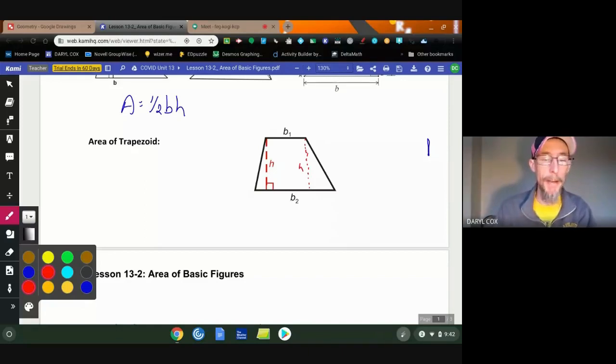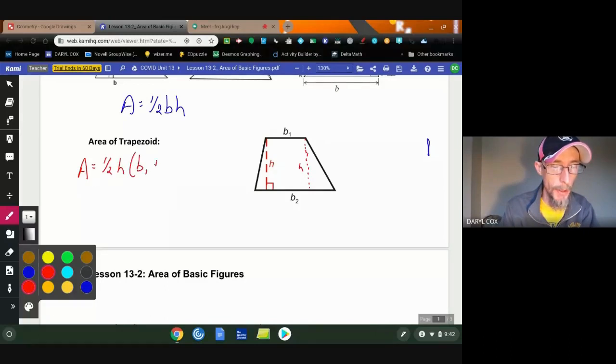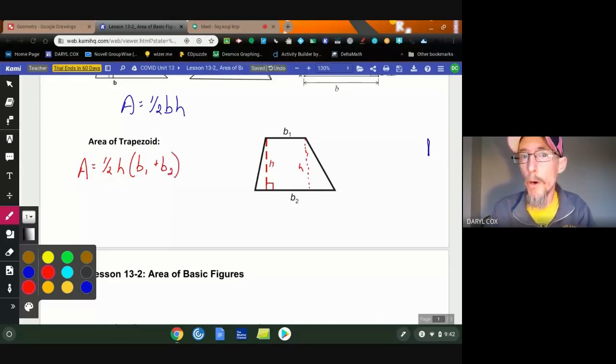So what we end up having to do is we've gone through and created a formula. Rather than lead you into how this formula is created, if you want to do that, come to one of my Q&As and I'll explain that to you. But if you want to just know the formula, the area of a trapezoid is going to be equal to 1/2 the height times base 1 plus base 2. Okay, so it looks almost like a triangle formula, half base times height, except there's two bases. So we add the bases together. So that's our formula for trapezoid.